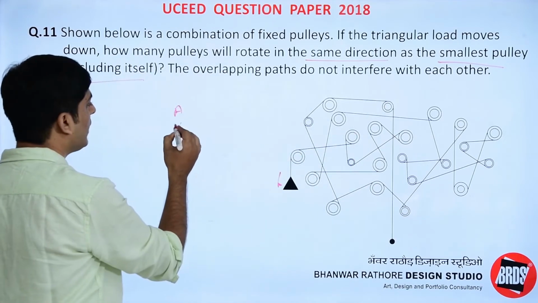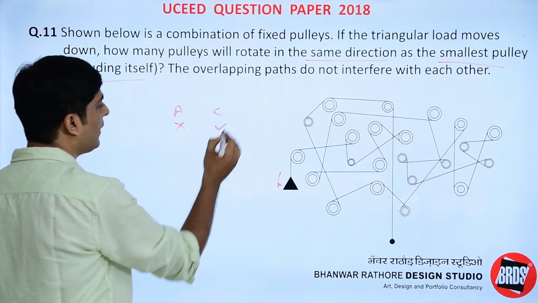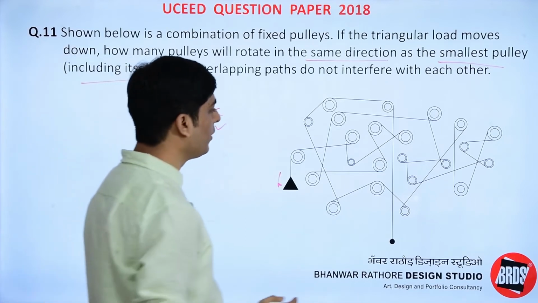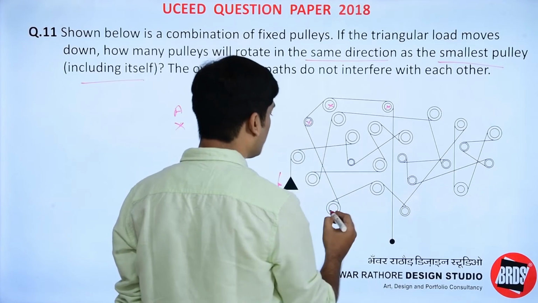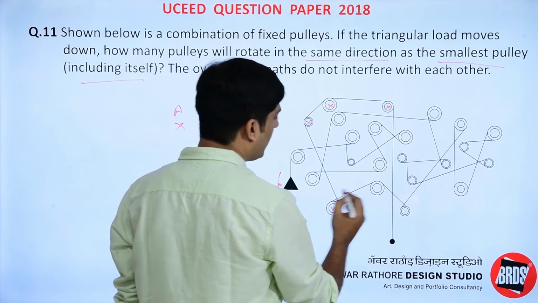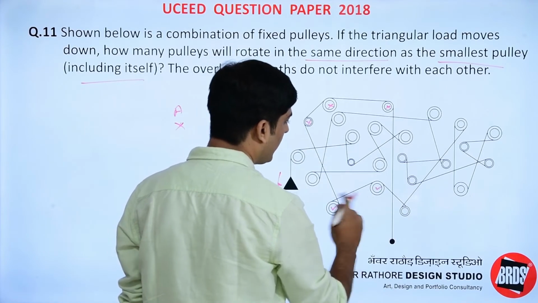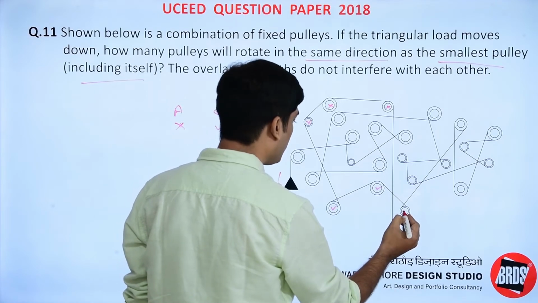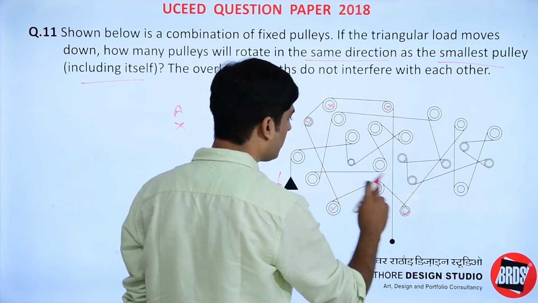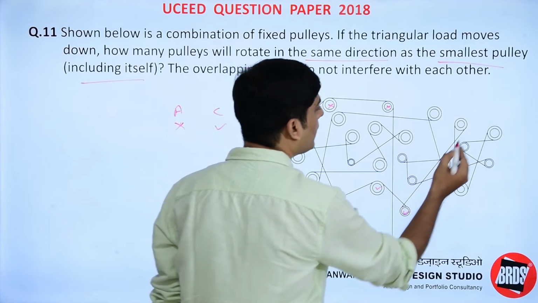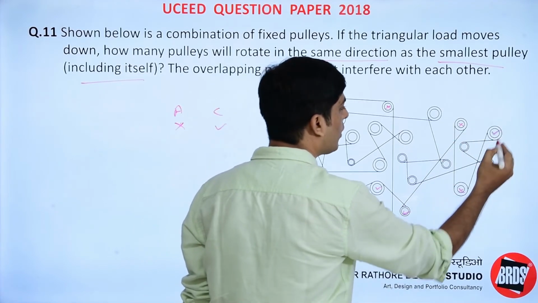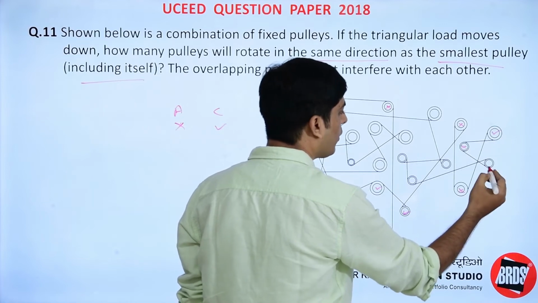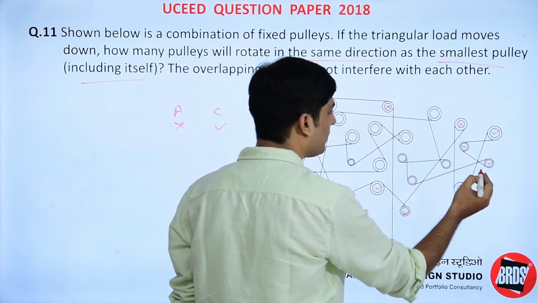For the anti-clockwise, I will write down a cross. For the clockwise, I will write down a right, so it would be easier to denote. Anti-clockwise, anti-clockwise, anti-clockwise. This would be clockwise. This would be clockwise. This would be clockwise. This would be anti-clockwise. This would be again anti-clockwise, clockwise. This would be anti-clockwise. This would be clockwise.